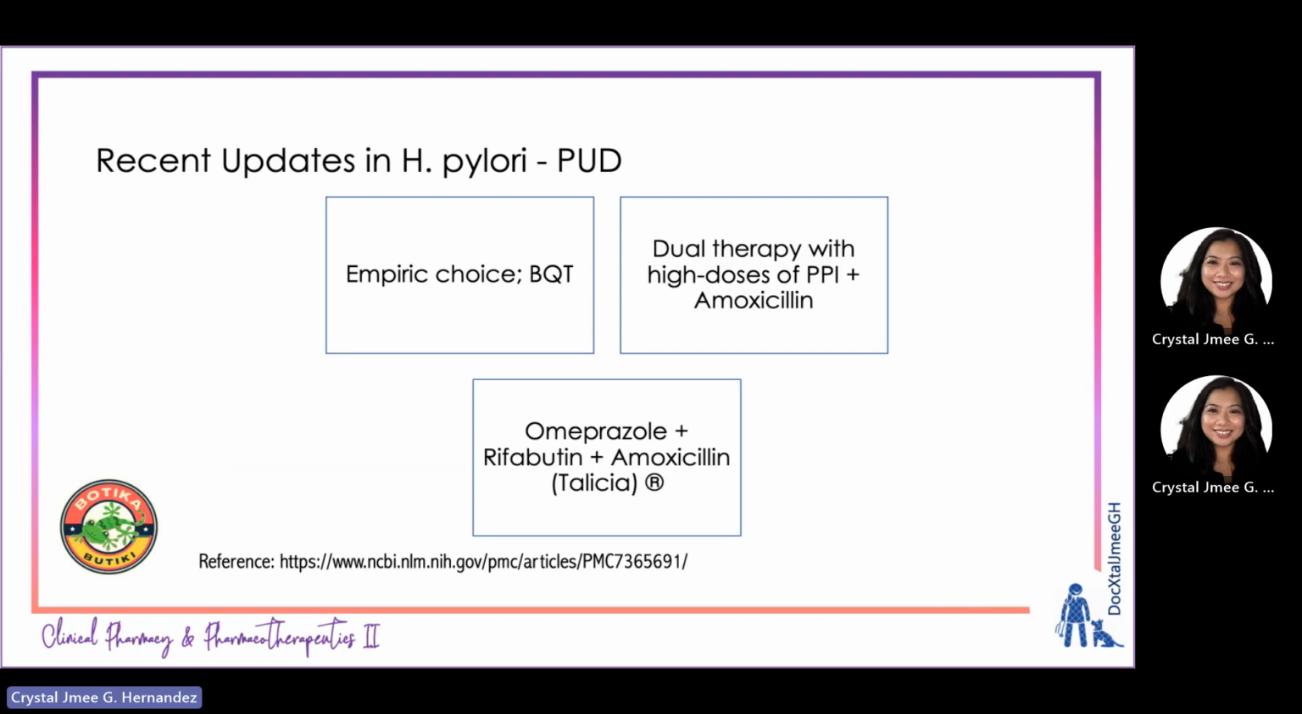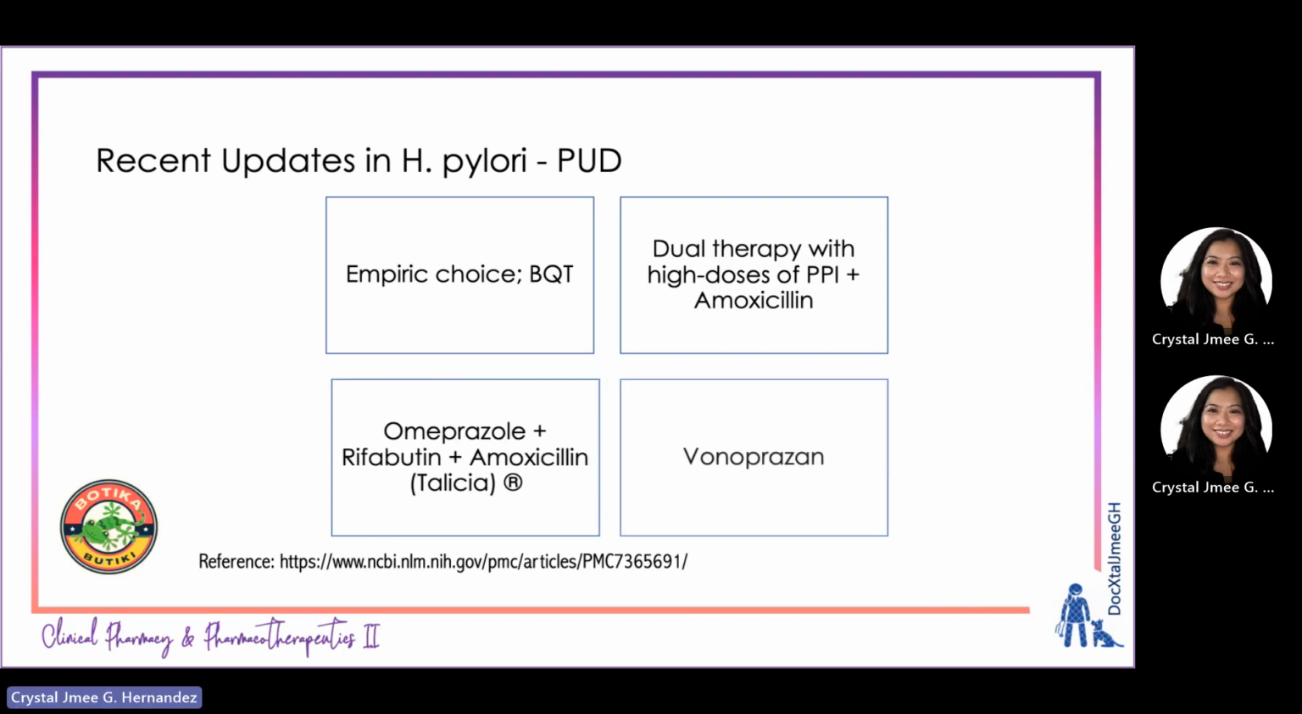Also, one of the latest updates is the 2019 approval of the US FDA of the drug Talicia, which is a combination of omeprazole, rifabutin, and amoxicillin. This is the first and only FDA-approved rifabutin-based H. pylori therapy. We also have vonoprazan.